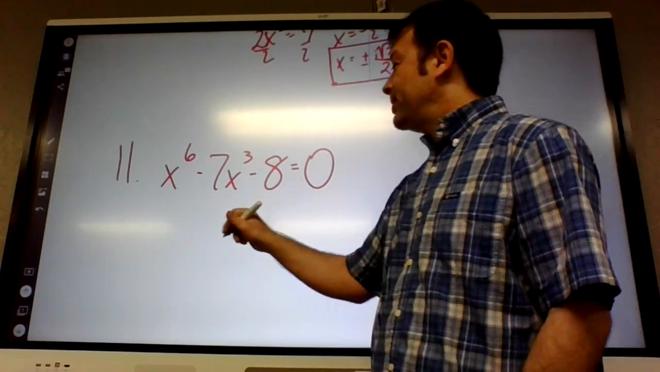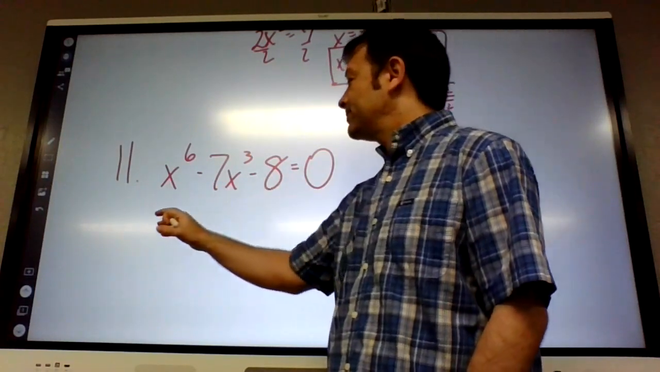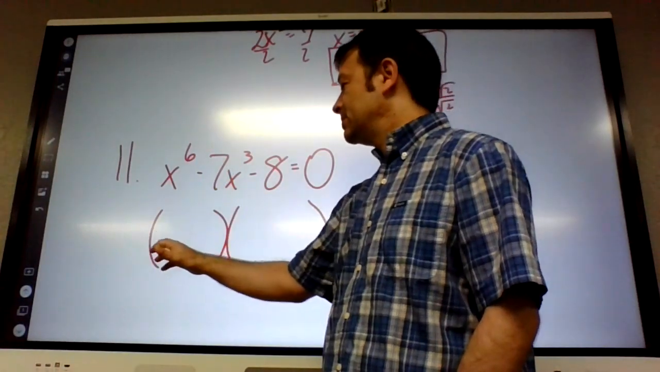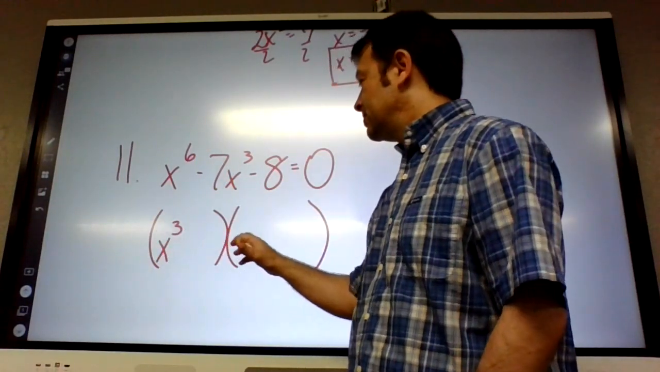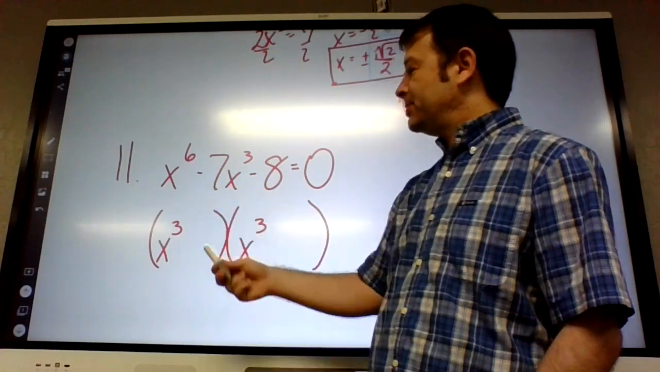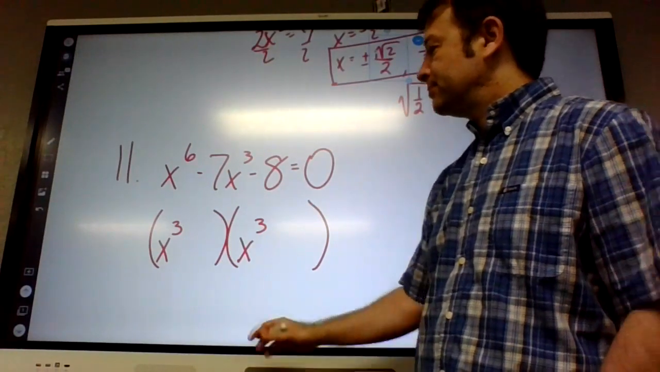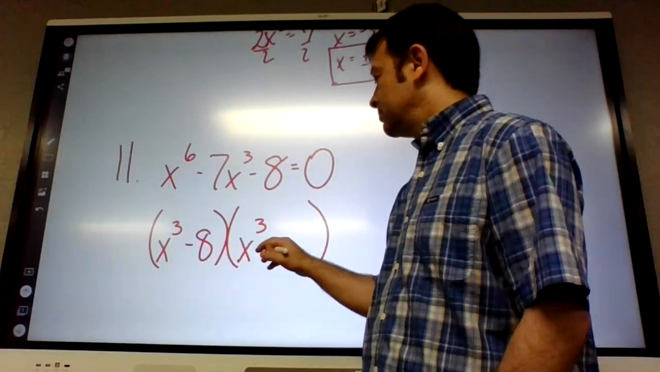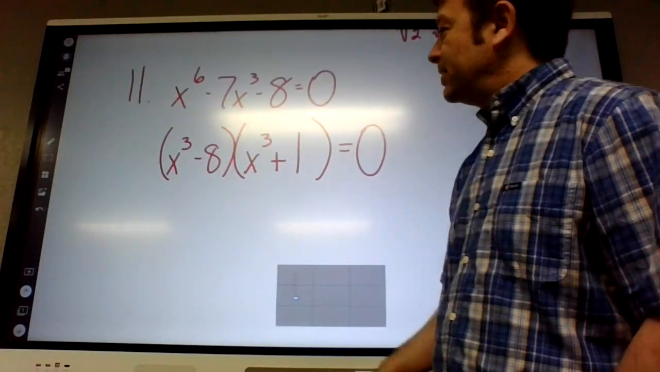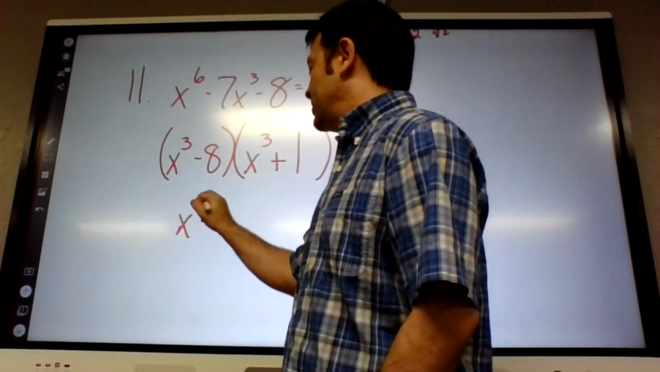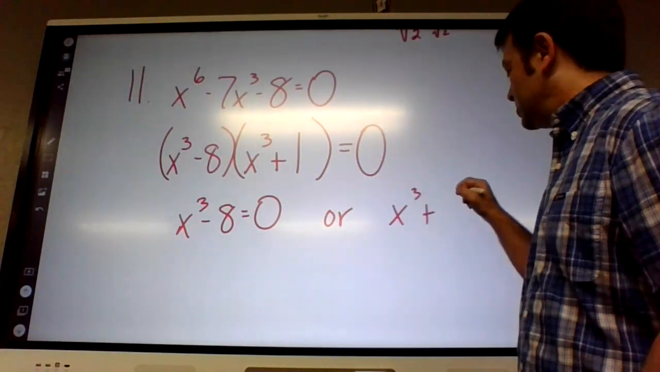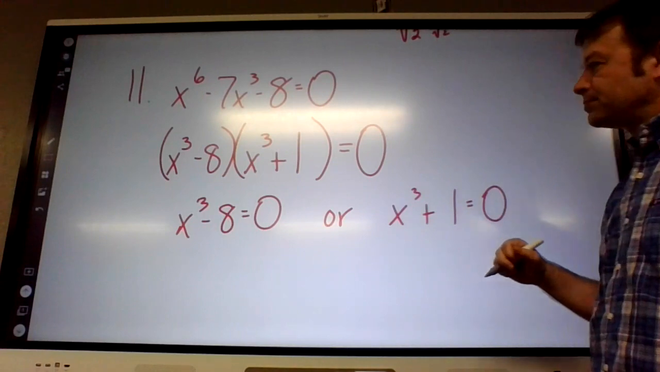Anyways, how about this one? How's this gonna factor? It's in the quadratic form. What goes into x6? x cubed. 3x cubed. What multiplies into -8 that adds up to -7? Negative 8 plus 1. Okay, this one's a little different. Oh boy. x cubed minus 8, we need that to equal 0, or x cubed plus 1 needs to equal 0.